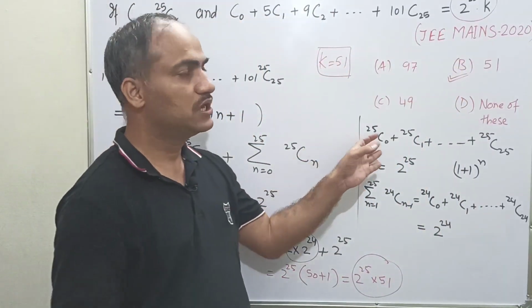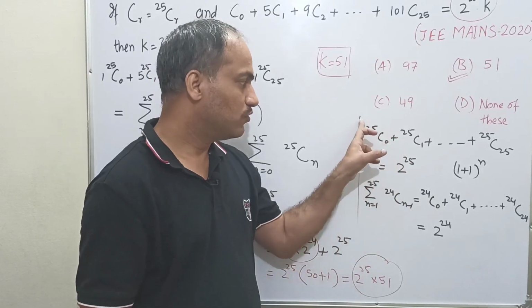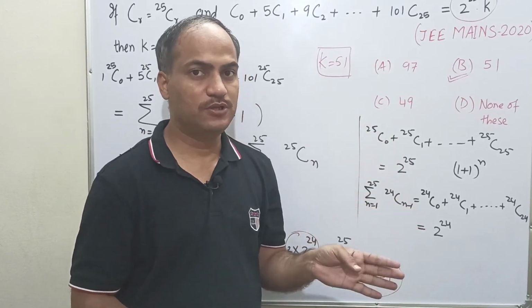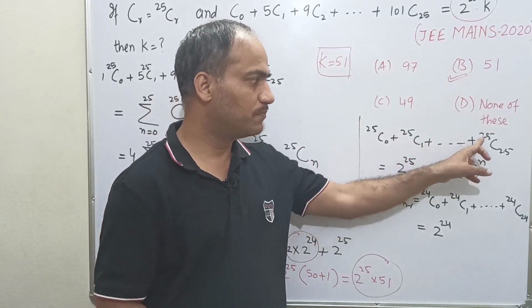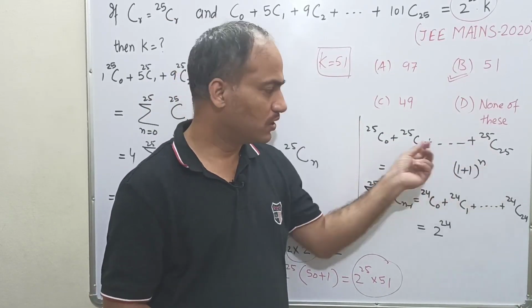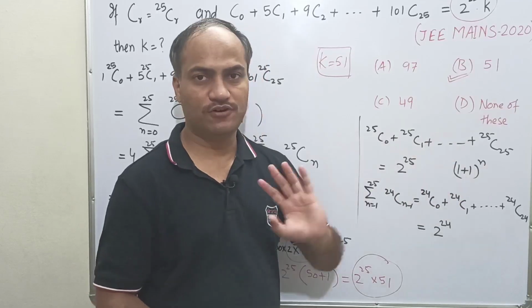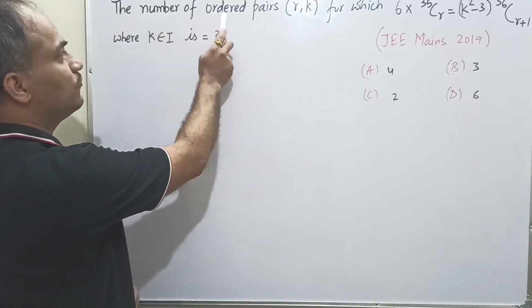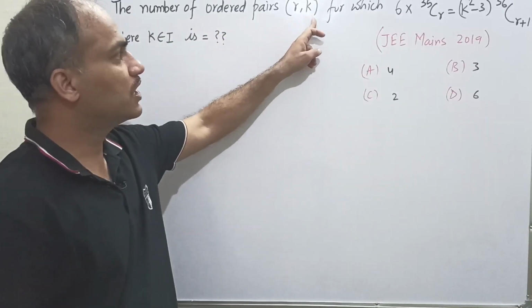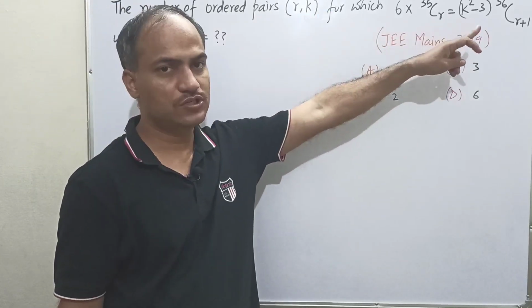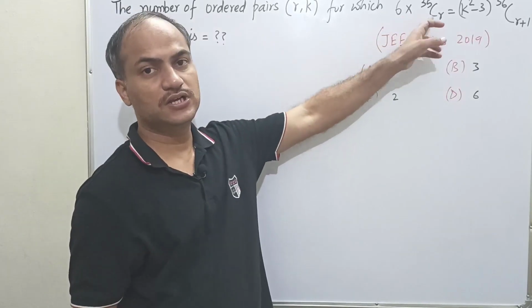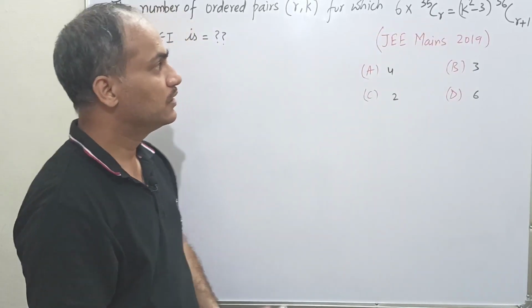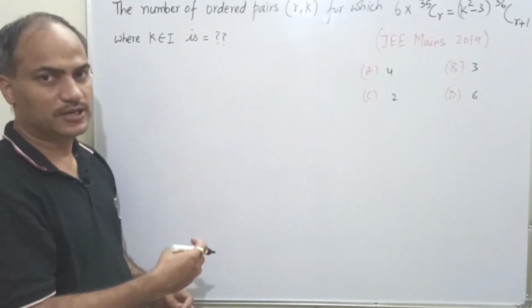Here the trick was the binomial theorem. What we used is the concept of the binomial theorem, that nC0 plus nC1 plus dot dot dot plus nCn gives us the 2 raised to the power n formula. In this question, we have to find the number of ordered pairs (r, k) for which this condition holds. So what can we do? Let us first quickly come to the condition and see what we can deduce from here.